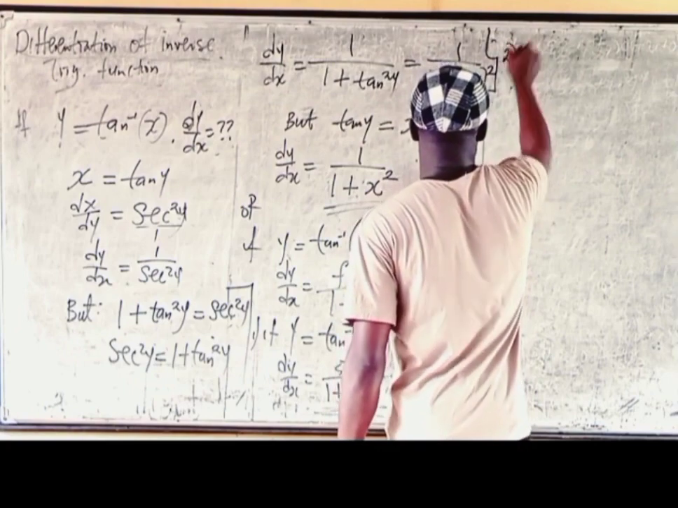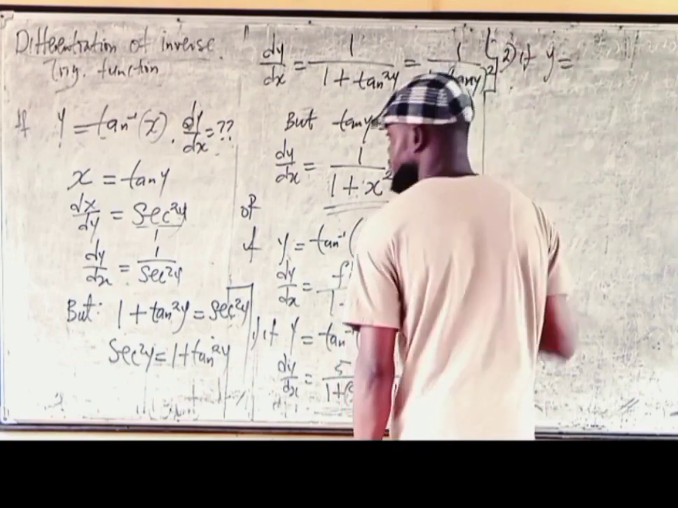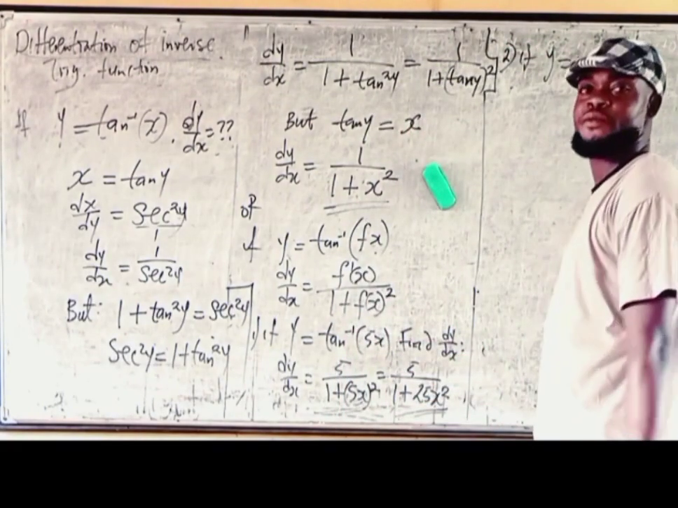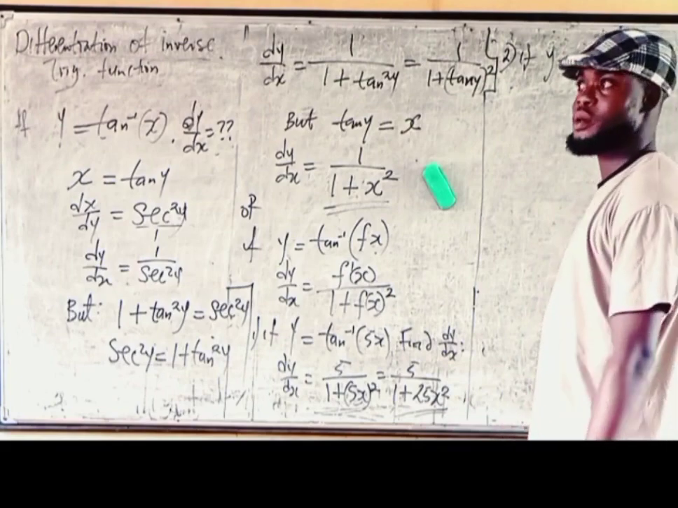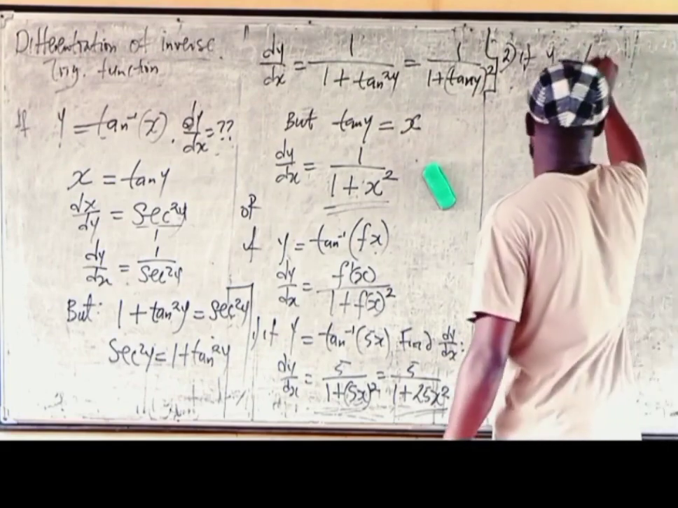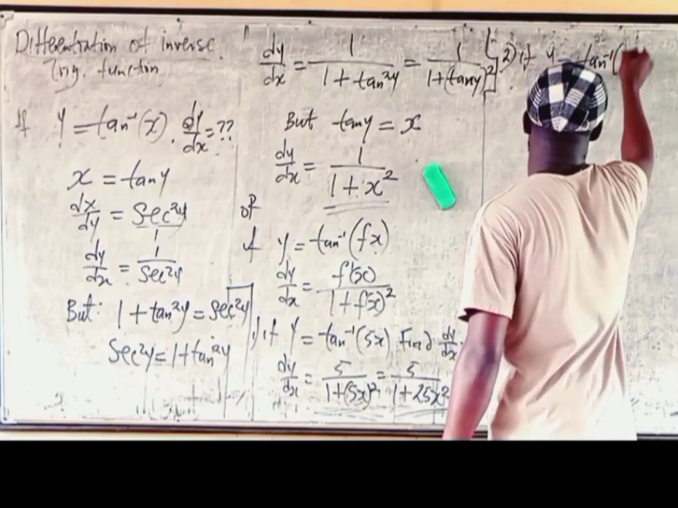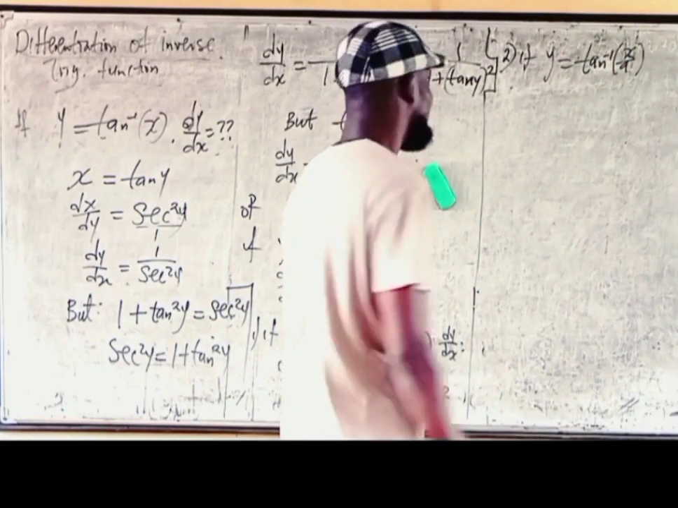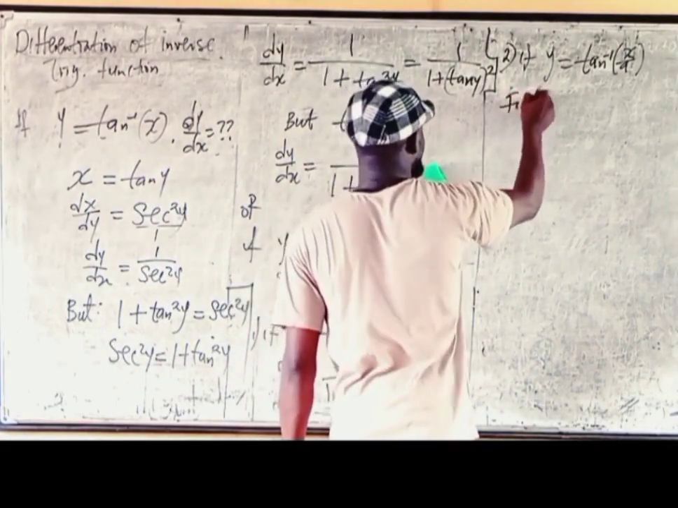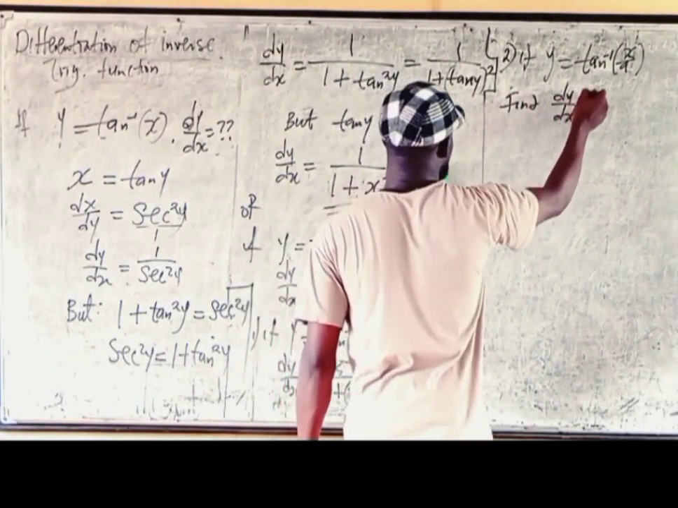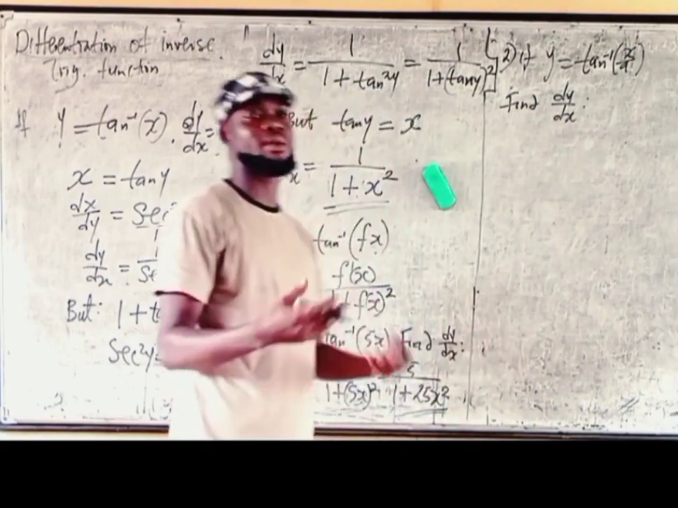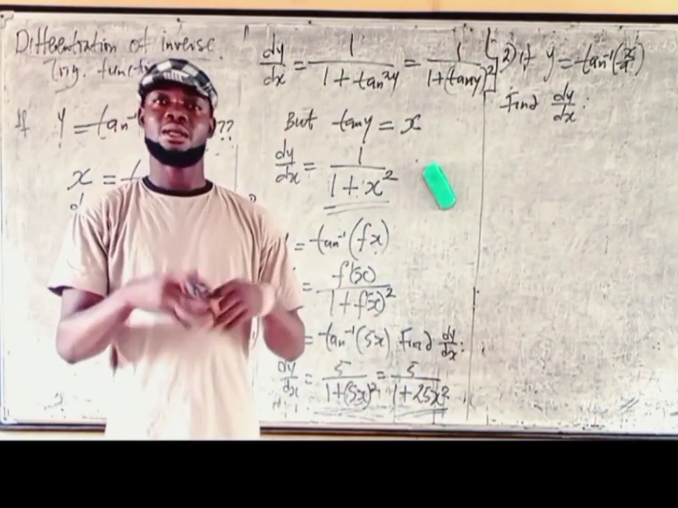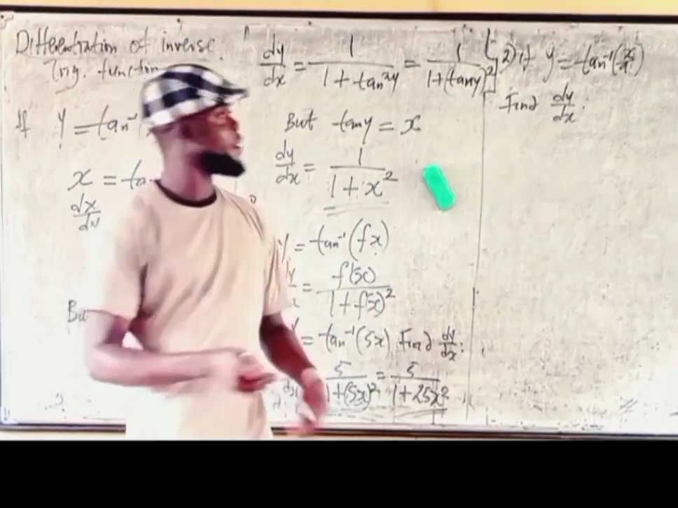You can say number 2, if y is equal to, let's say we're having tan inverse of x over a. Find dy over dx. It can be x over 3, x over 2, x over 4, where a is a constant number.